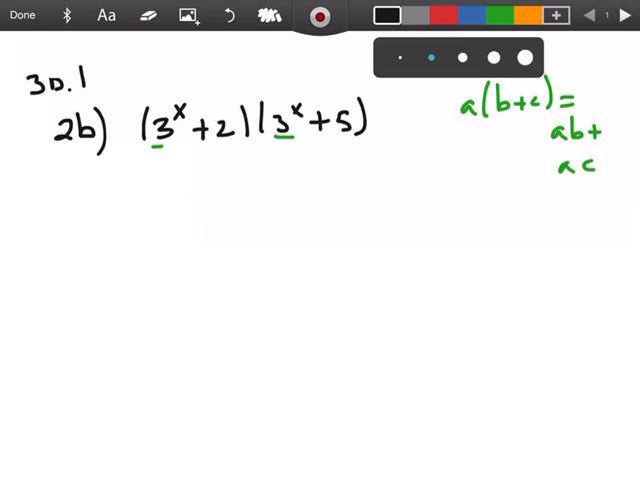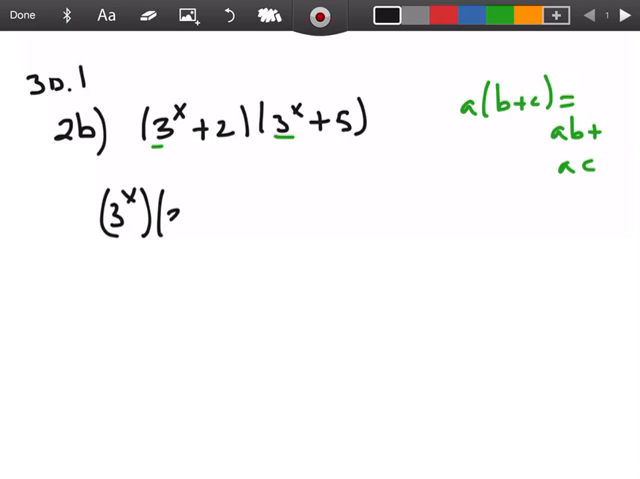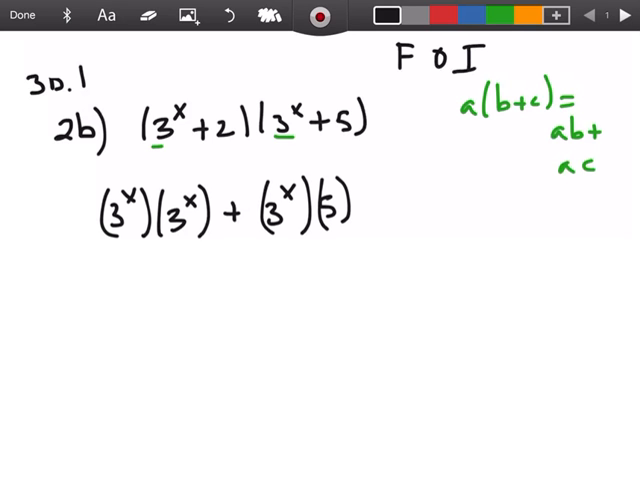So let's start with the first terms, 3 to the x and 3 to the x. I'm going to write everything in parentheses. That's the first term. Now I'm going to do the outside term. So that's going to be plus 3 to the x times 5. Then I'm going to do the inside term. That's going to be 2 times 3 to the x. And then the last terms, which is simply 2 times 5. That one I'm going to do in my head. 10. That one's pretty straightforward, right? 2 times 5 is 10. So now we've got our 4 terms.